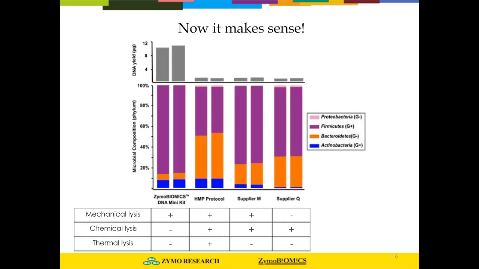The supplier Q method is solely based on chemical lysis, which is well known to have difficulty in lysing gram-positive bacteria. Supplier M is a combination of chemical lysis and mechanical lysis. The HMP protocol is the combination of thermal, chemical, and mechanical lysis, but unfortunately, combining more cell lysis mechanisms does not equal less bias.